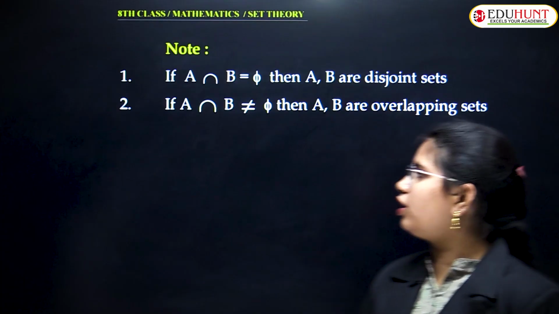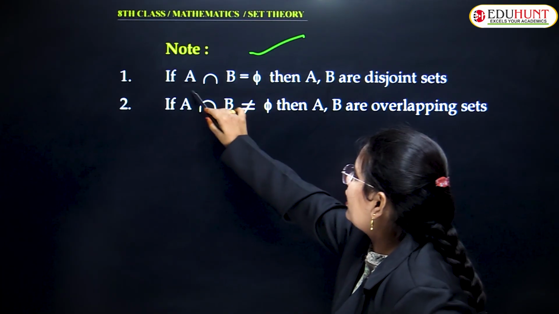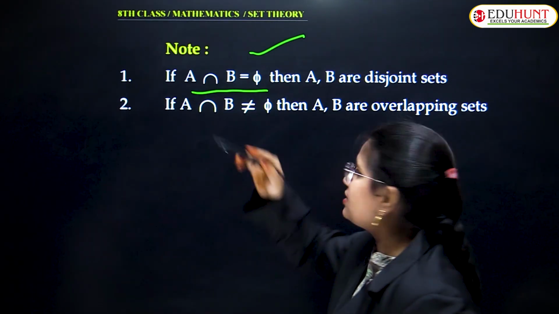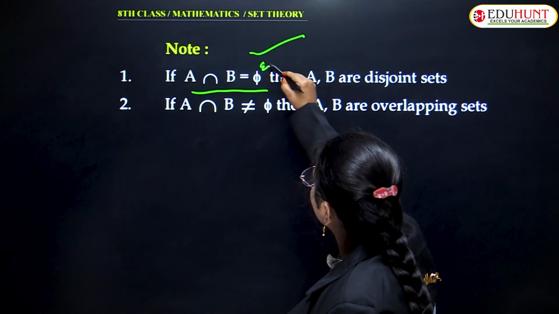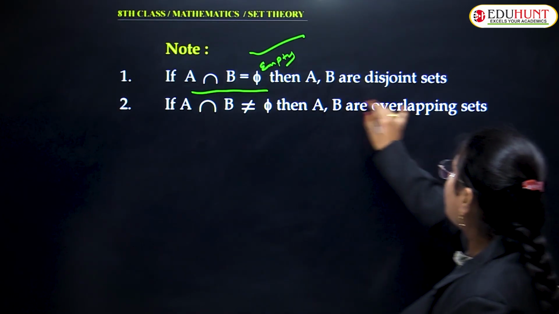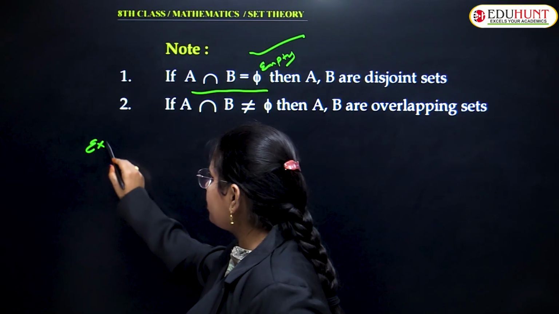So here what they were telling you, note point. Please keep a heading note. If A intersection B is equal to empty, phi. This is nothing but phi, right? Empty, right? Then A, B are disjoint sets. So we'll give an example for both.